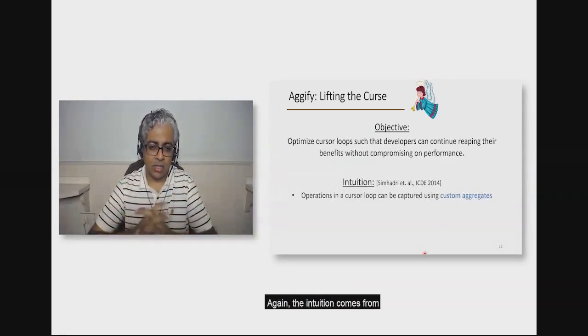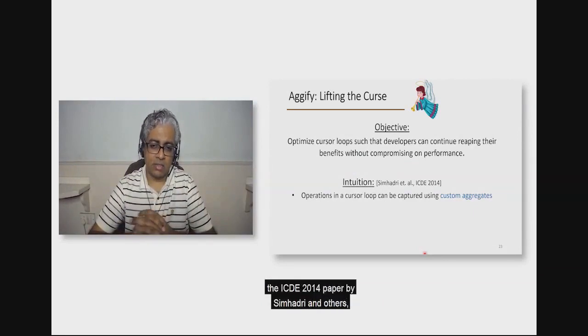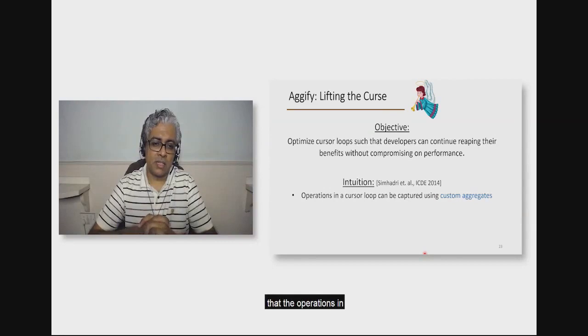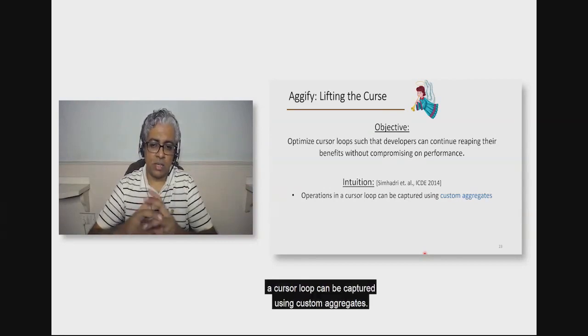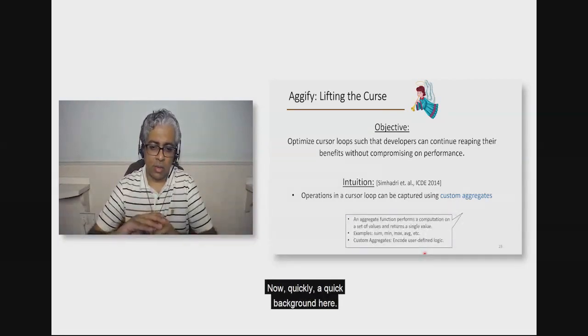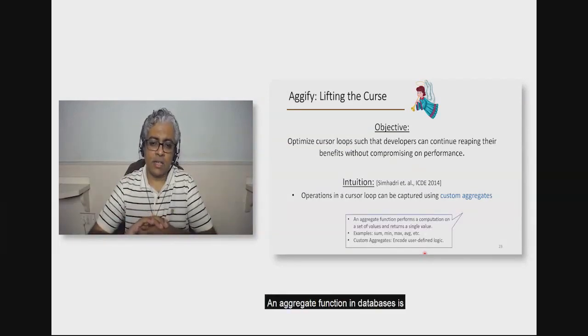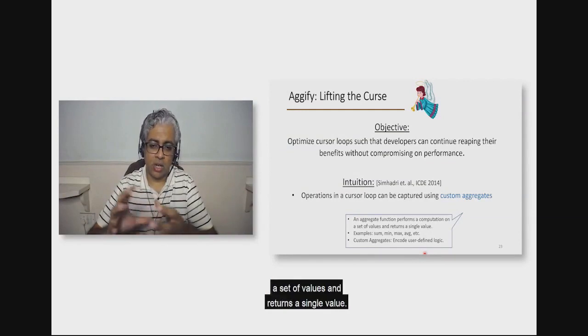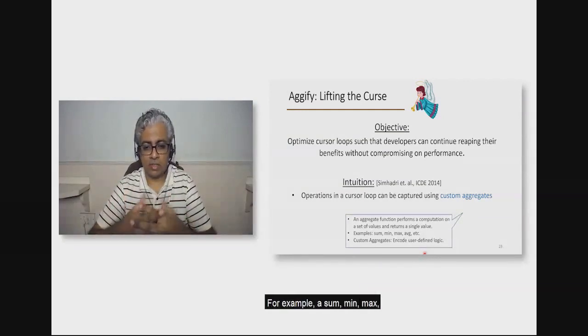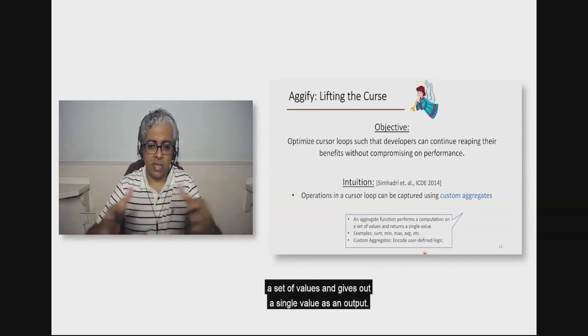The intuition comes from the ICDE 2014 paper by Simhadri and others, that the operations in a cursor loop can be captured using custom aggregates. Now, a quick background here. An aggregate function in databases is one that performs a computation on a set of values and returns a single value. For example, sum, min, max, and such operations, which operate on a set of values and give out a single value as an output.